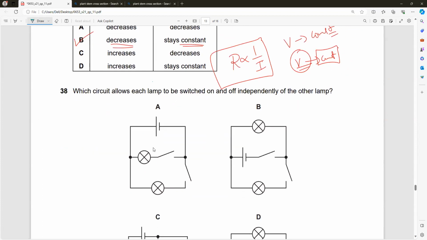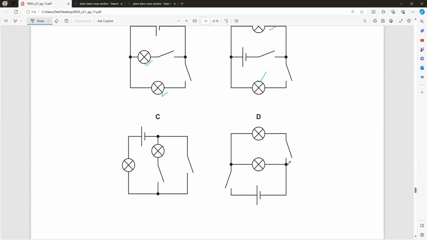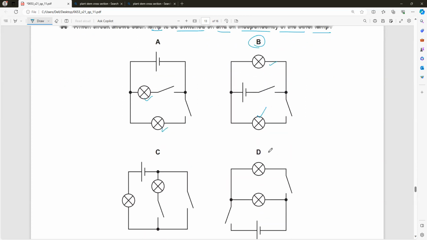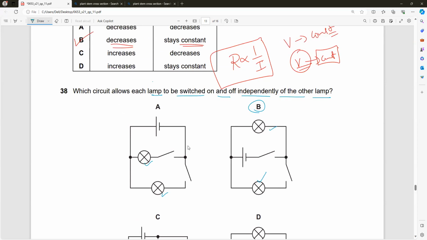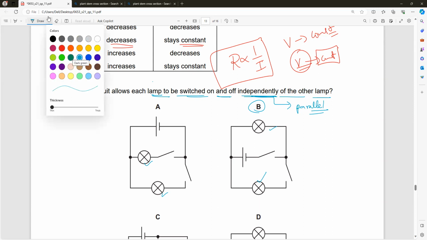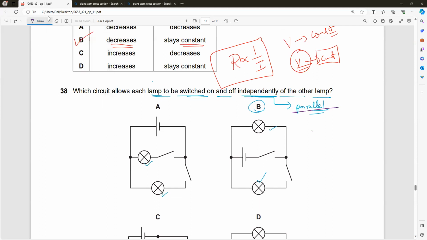Next, which circuit allows each lamp to be switched on and off independently of the other lamp? So there are two lamps, lamp one, lamp two, in each of the four figures. Observe them and tell me which one will be parallel. What does independent switch mean? Is it a parallel connection or a series connection? Individual switch, parallel or series? Parallel. That's what they are asking.